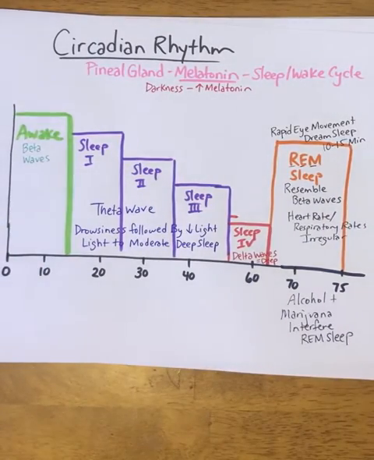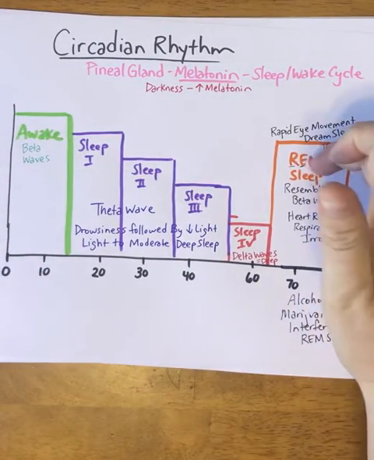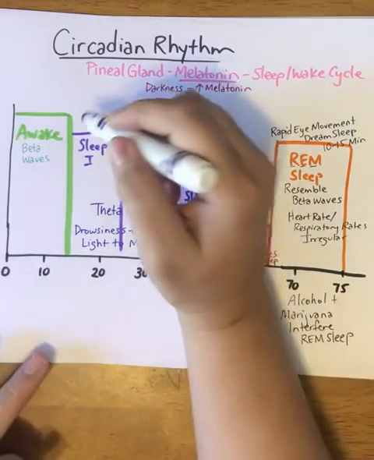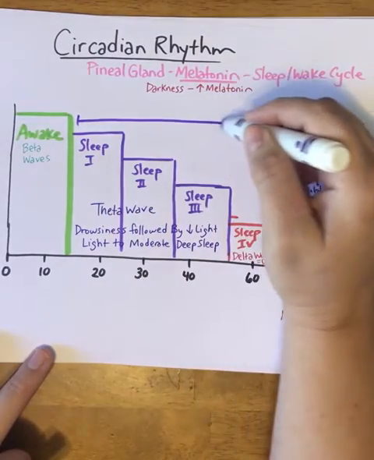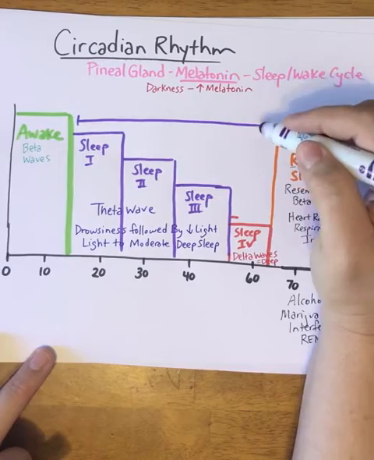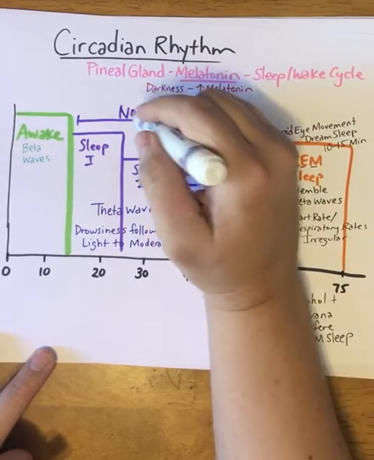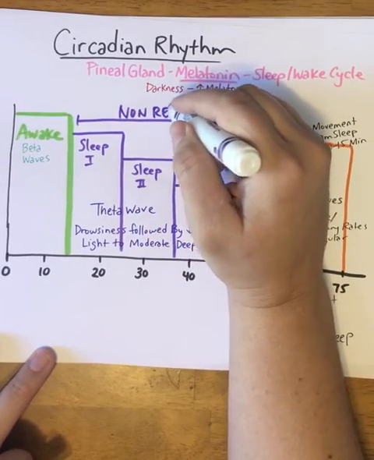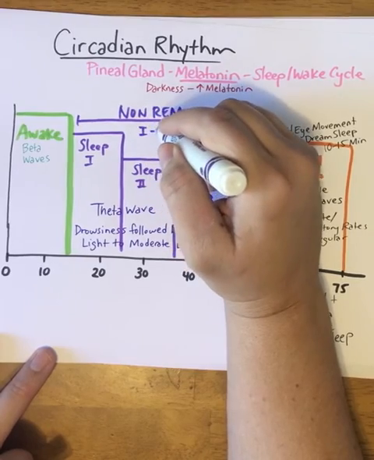When we talk about REM versus non-REM, REM sleep is only this in orange. So technically stages 1 through 4 are non-REM. Non-REM sleep, stages 1 through 4.